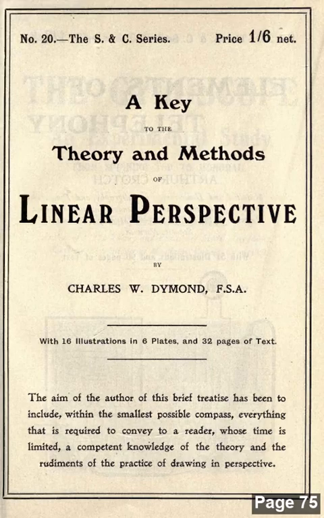Price 1/6 net. Key Theory and Methods of Linear Perspective by Charles W. Diamond, FSA, with 16 illustrations in 6 plates and 32 pages of text. The theme of the author of this brief treatise has been to include within the smallest possible compass everything that is required to convey to the reader, whose time is limited, a competent knowledge of the theory and the rudiments of the practice of drawing in perspective.